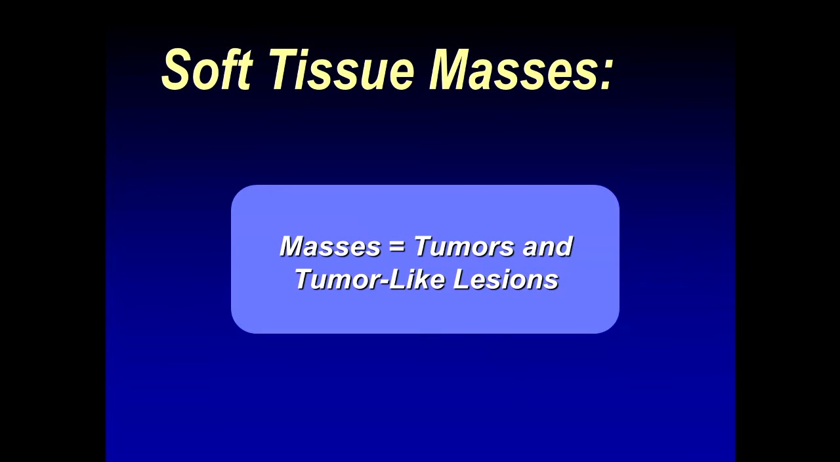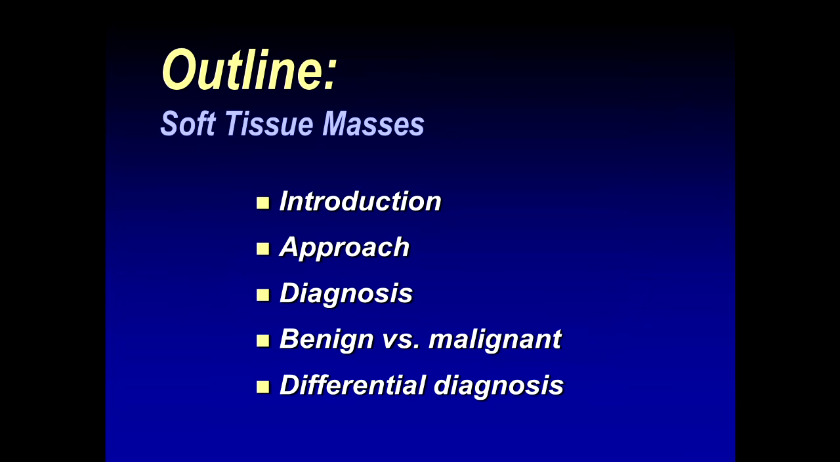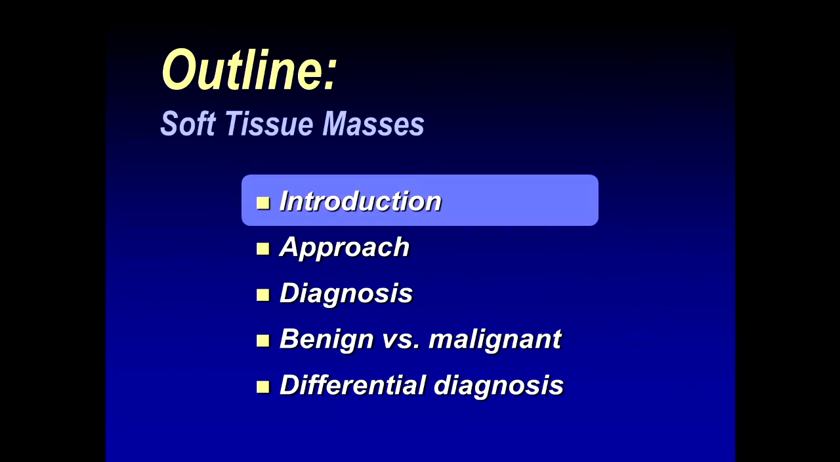And for this session, I'll use the term masses for true tumors and tumor-like lesions that may present as soft tissue masses. And the way I'd like to do this is to start with a few introductory comments, then talk about a general approach, how we make a diagnosis, the distinction of benign versus malignant, and how we can use MR imaging and information that we have on our evaluation of lesions to come up with a reasonable and meaningful differential diagnosis. So let's begin.